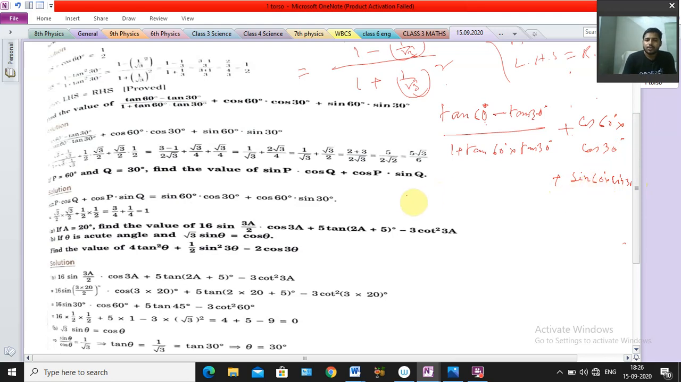See what to do, sir. Just put the values at first. Tan 60 degree what, sir? Root 3. Tan 30 degree, sir, 1 by root 3. So how, sir, we are writing these values?